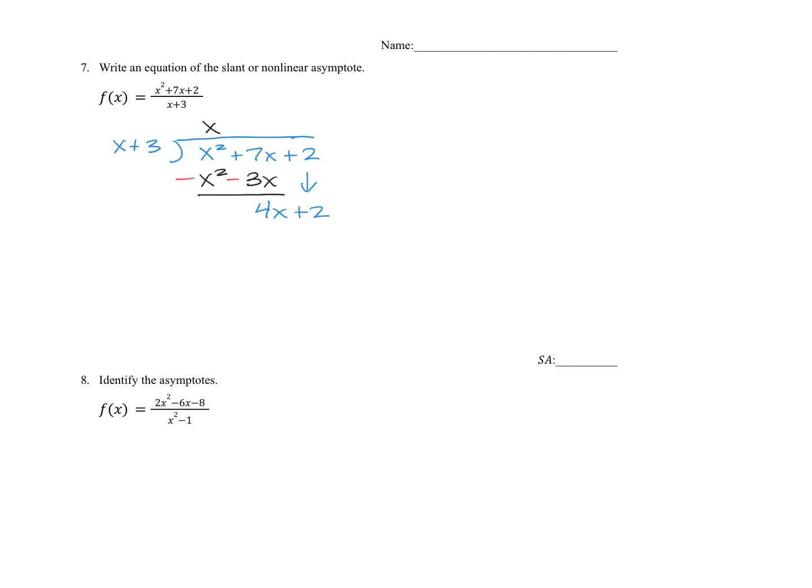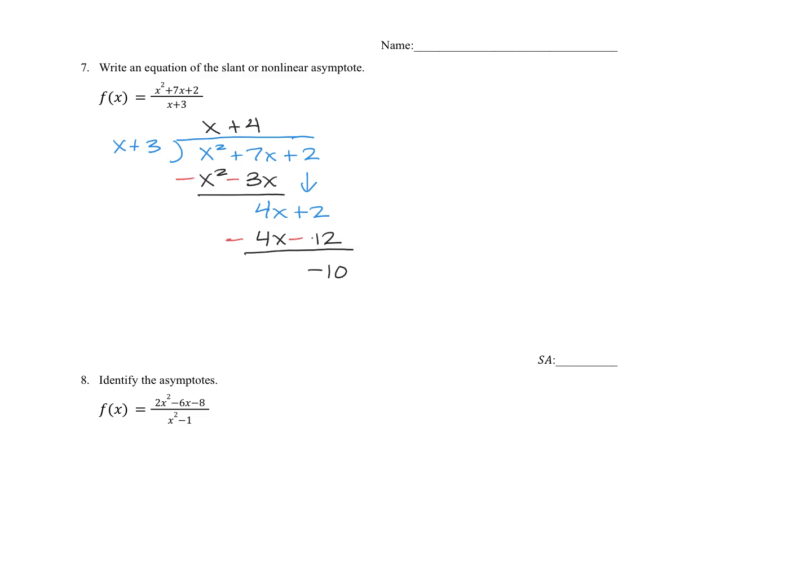And we repeat the process. X times what makes 4x? It's 4. So we put plus 4 up here. Multiply it out. We get a 4x and we get a 12. We once again subtract. Remember, you do that by changing the signs and adding them up. So that's a minus, and that's a minus. And 2 minus 12 is going to give us a negative 10.